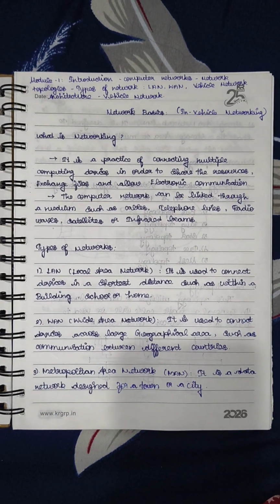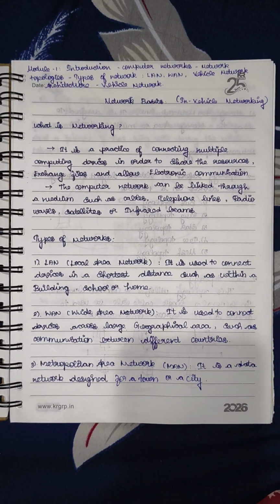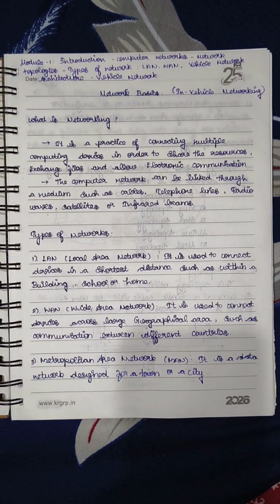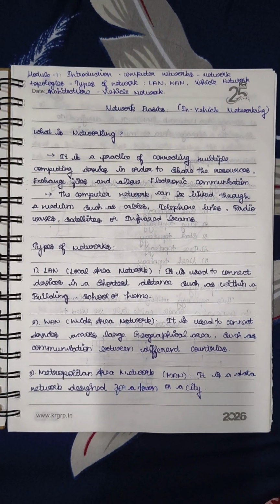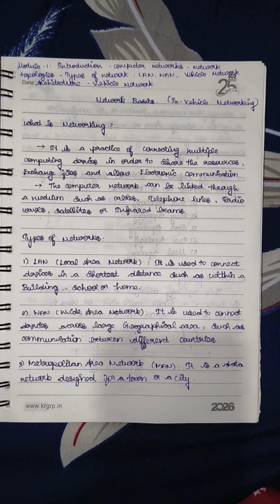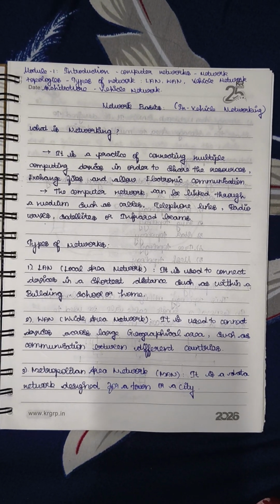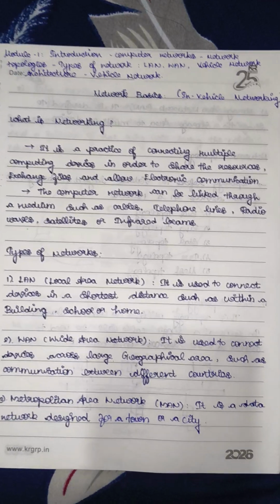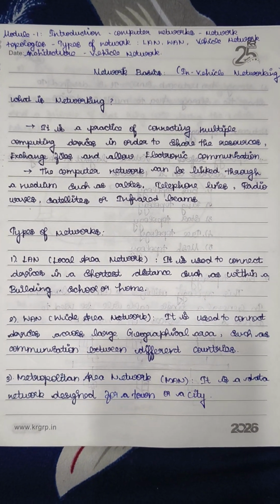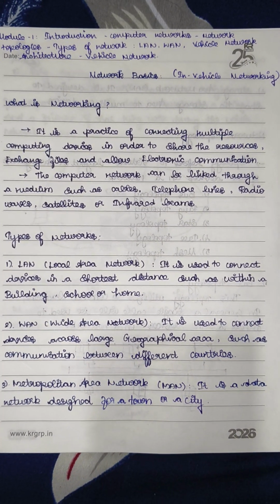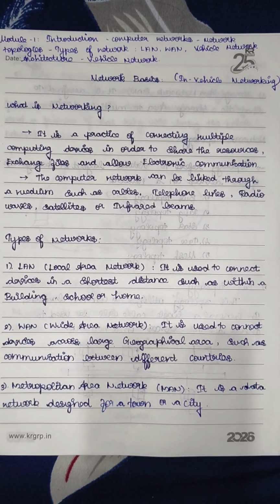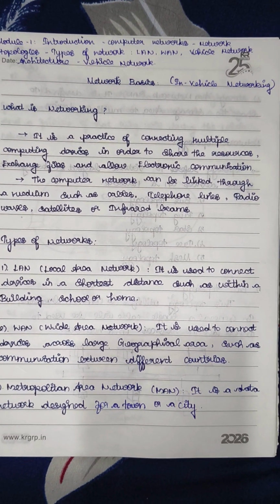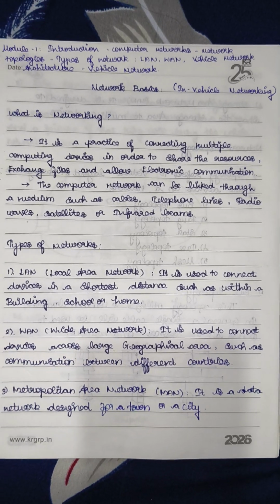Hi all. In the first video, we have seen the basic introduction of in-vehicle networking, and now we will get into the modules. Module 1 consists of topics such as introduction, computer networks, network topologies, types of networks, LAN, WAN, and vehicle area network. So these are the topics that come under module 1. Let us discuss these topics in detail.